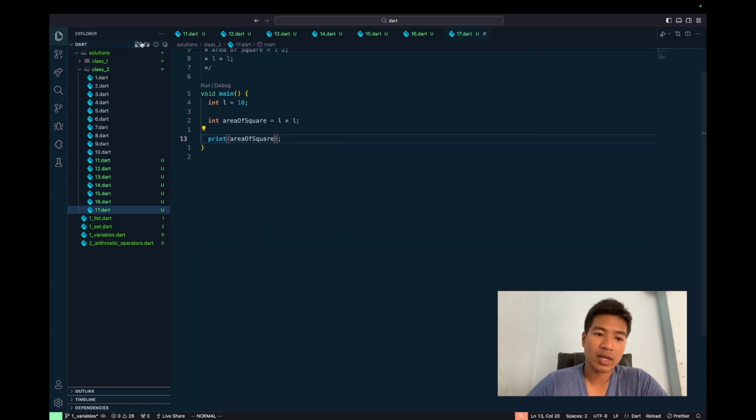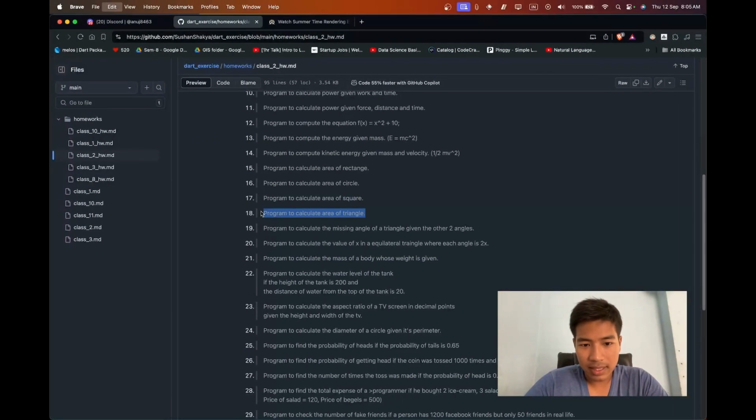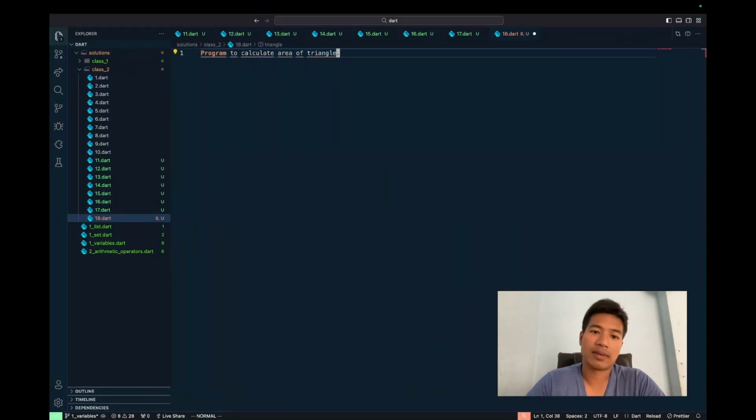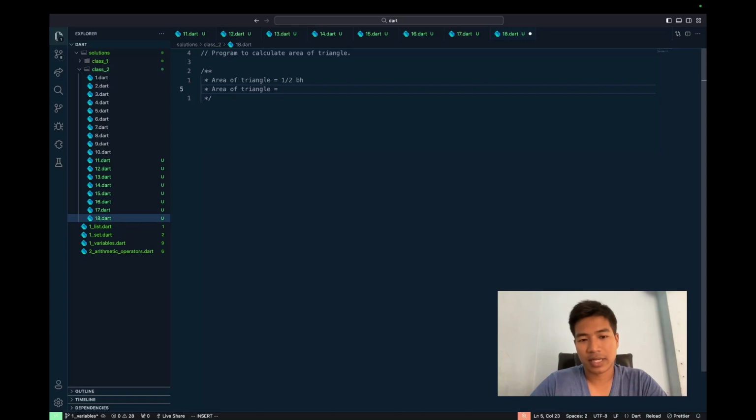Simple. Moving on, 18: calculate the area of a triangle. So to calculate the area of a triangle, the formula is half base into height, 1 by 2 bh. So 0.5, which is 1 by 2, multiplied by b into h.